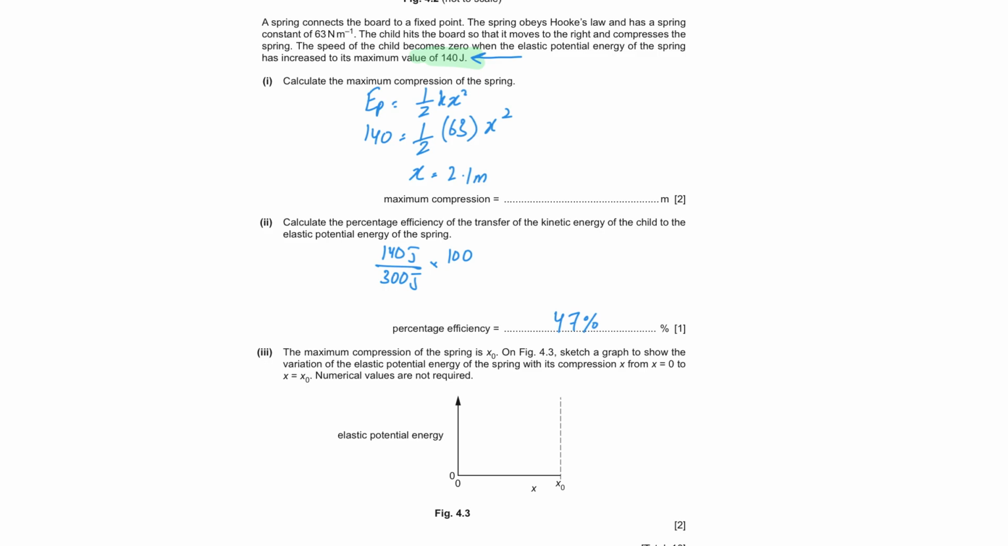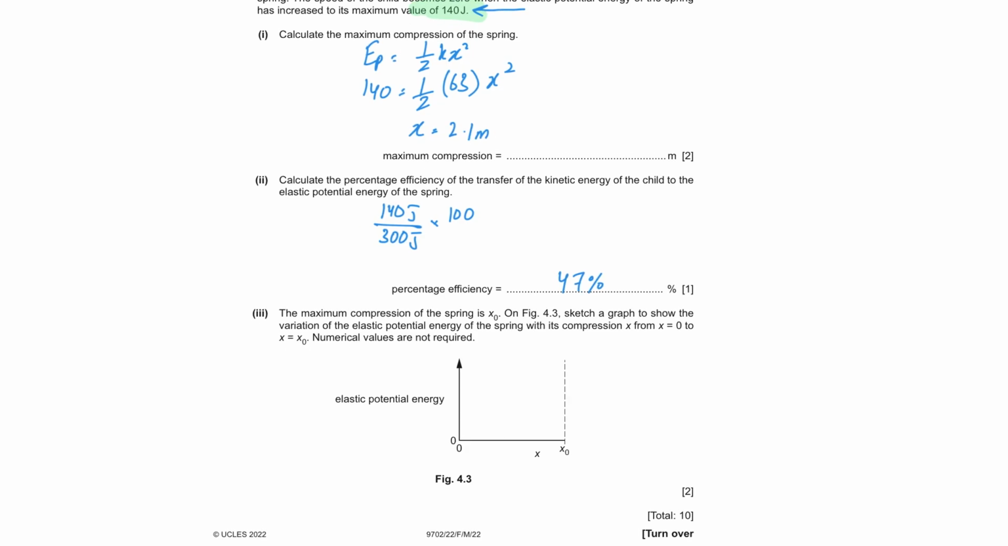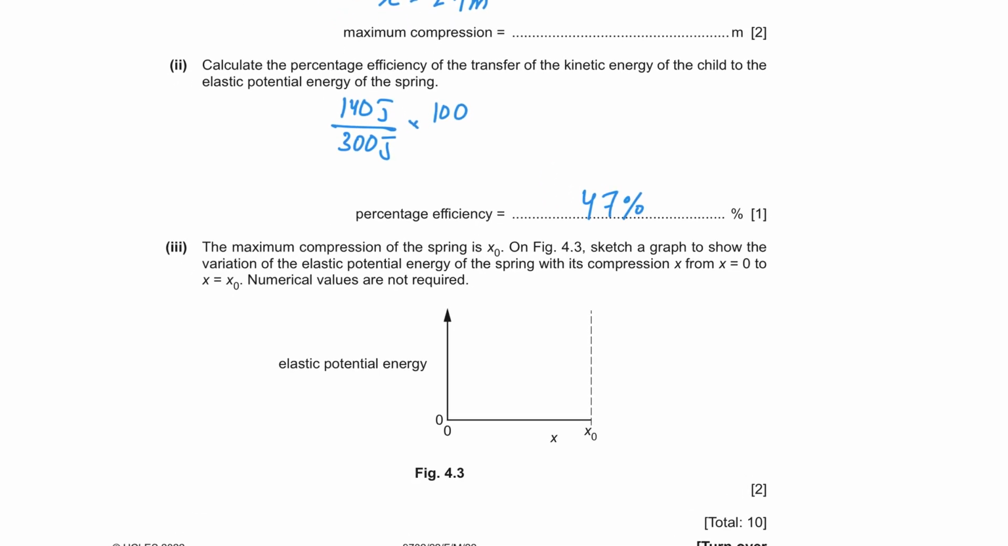Part 3 says the maximum compression of the spring is x naught. On figure 4.3, sketch a graph to show the variation of the elastic potential energy of the spring with its compression x from x equals 0 to x equals x naught. How does the elastic potential energy of the spring change as the compression increases? Now, some students would go with a straight line, because in the question they did mention that it obeys Hooke's law. So they'll most probably get confused between the graph of force-extension and energy-extension.